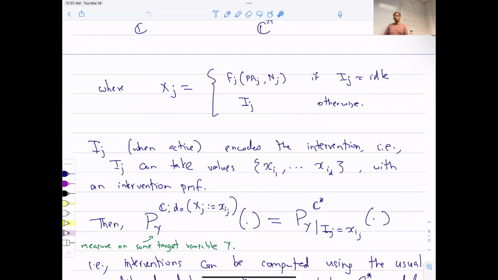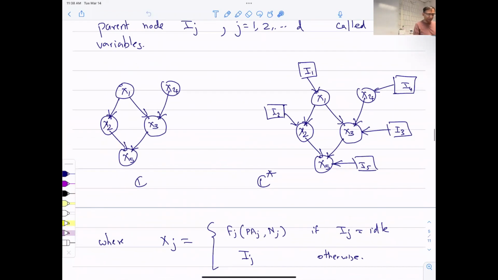Suppose you wanted to encode a hard intervention this way, setting to some value a, then Ij would be either idle or a. Any hard intervention would come down to this, where Ij belongs to {a, idle}. That's all. And you can encode other things as well this way, right? I'll just stick to hard interventions, but you can do other things as well.